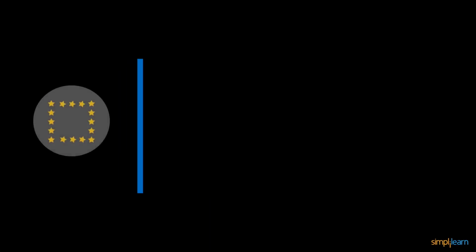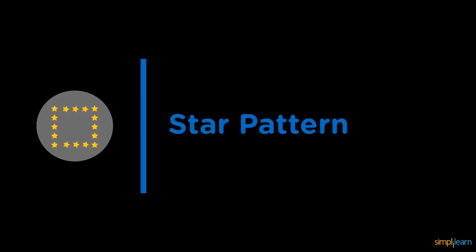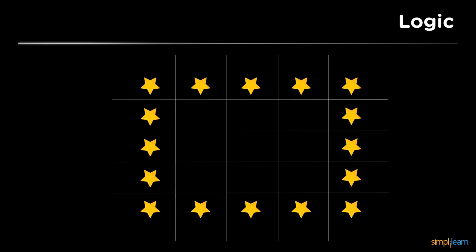So the next pattern after the triangle pattern is the box pattern. This particular program will be completely similar to the previous program. The only difference is we need to find the locations where we need to print stars so that the resultant pattern looks like a box. For that we will make some changes in our program, and those changes will be related to the rows and columns. Now let us understand the logic.